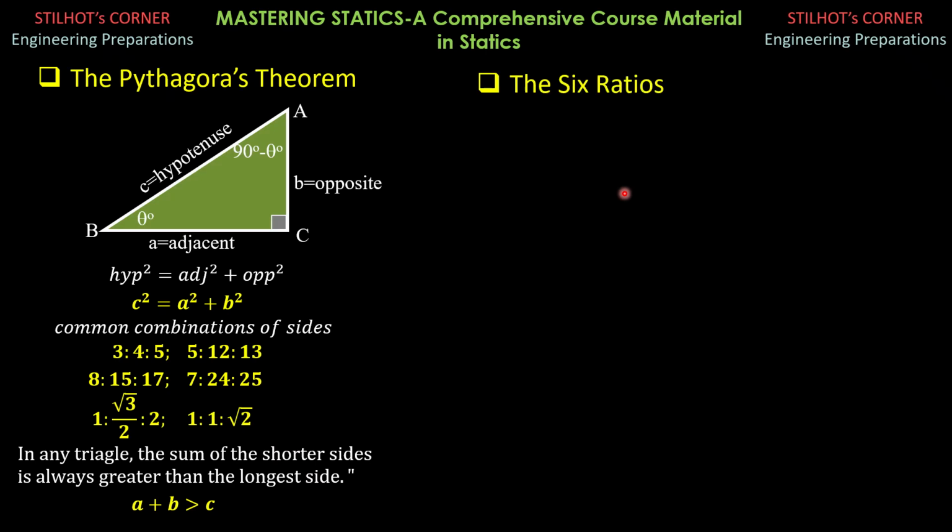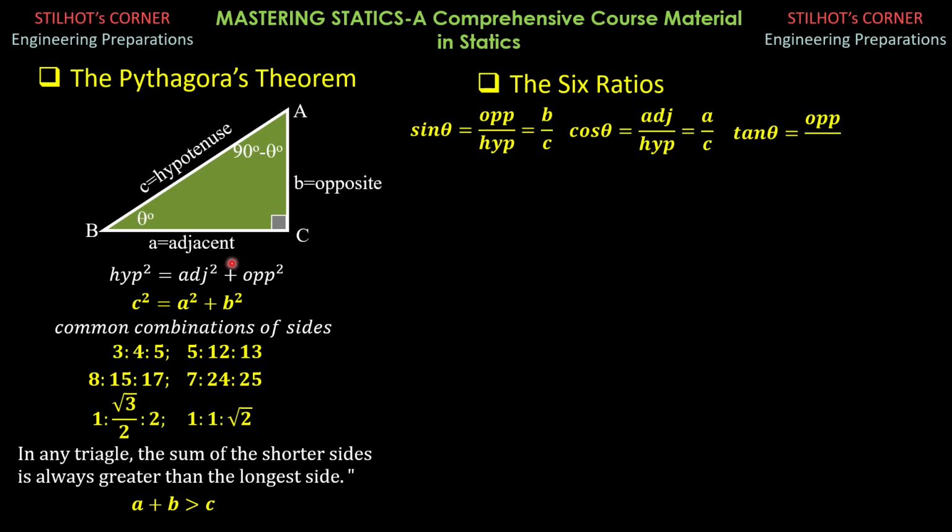Then we have the 6 ratios definition. Sine of this angle theta is opposite over hypotenuse, and it is equal to b over c. Cosine of theta is adjacent side over hypotenuse, and that is a over c. And tangent of the angle theta is opposite over adjacent, and that is equal to b over a.